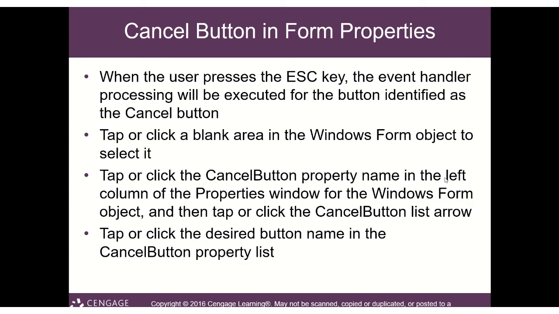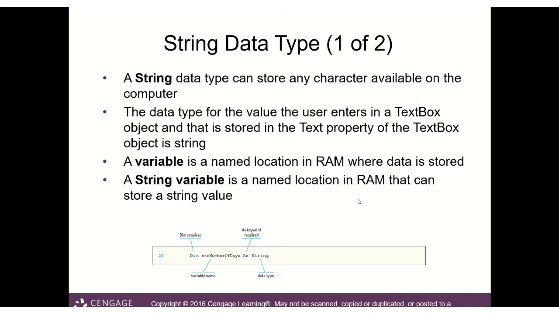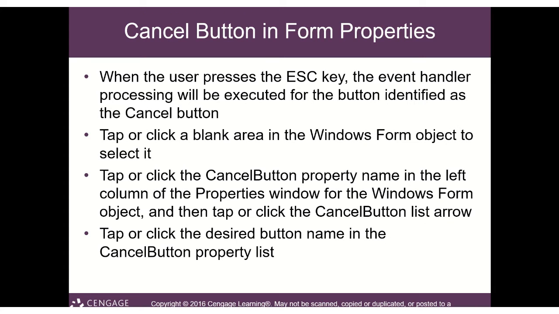So cancel button, how do you create it? It's the same. Basically when the user presses the escape key, the event handler processing will be executed for the button, but we don't have any cancel button for this particular app. You could tap or click a blank area in the Windows form object to select it. Tap or click the cancel button property name in the left column of the properties window for the Windows form object, and then tap or click the cancel button list arrow. Tap or click the desired button name in the cancel button property list.